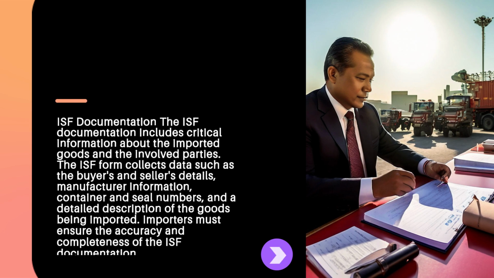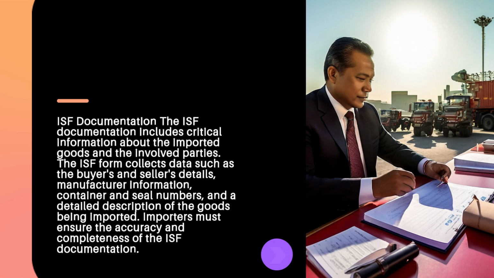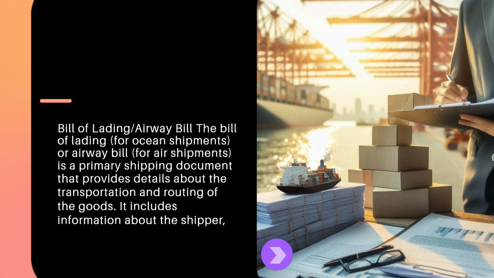ISF documentation. The ISF documentation includes critical information about the imported goods and the involved parties. The ISF form collects data such as the buyer's and seller's details, manufacturer information, container and seal numbers, and a detailed description of the goods being imported. Importers must ensure the accuracy and completeness of the ISF documentation.